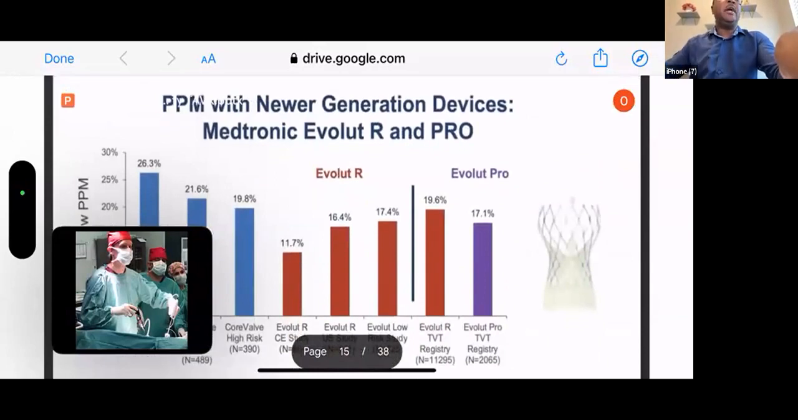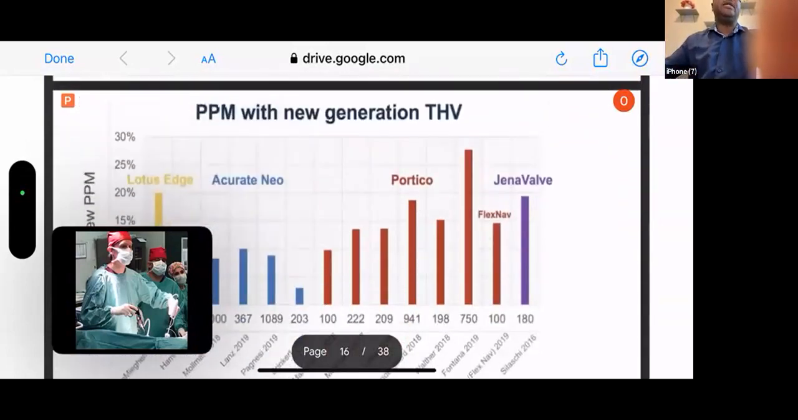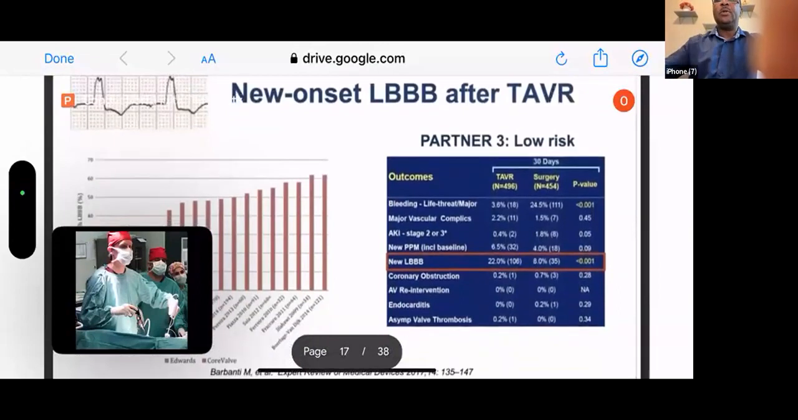So looking at the Medtronic valve, like I told you, the incidence of permanent pacemaker placement in Medtronic valve is higher, usually about 20%. And this also shows us the evolution from the initial Medtronic valve to the Evolut R and then the Evolut Pro. But usually you still see that the permanent pacemaker incidence here is in double digit. So we also have some other valves that we usually don't use in most here. I don't know if you guys use it in Europe, Lotus Edge and all that. So this is just to let you know that either way the incidence is still a bit high in most of these valves.